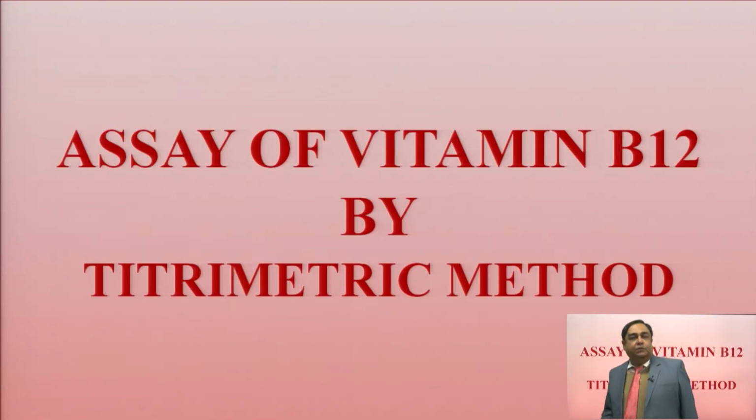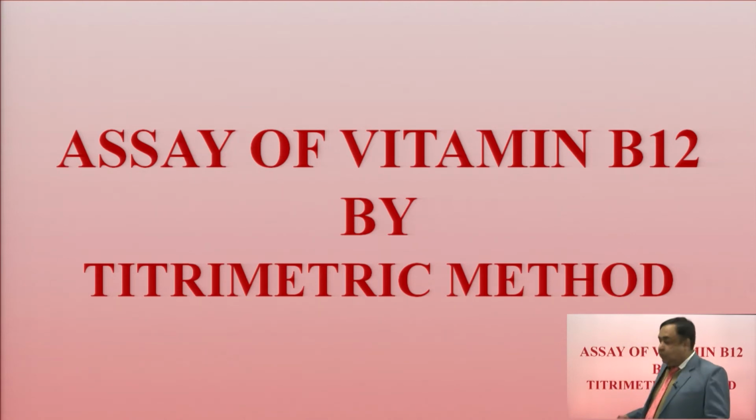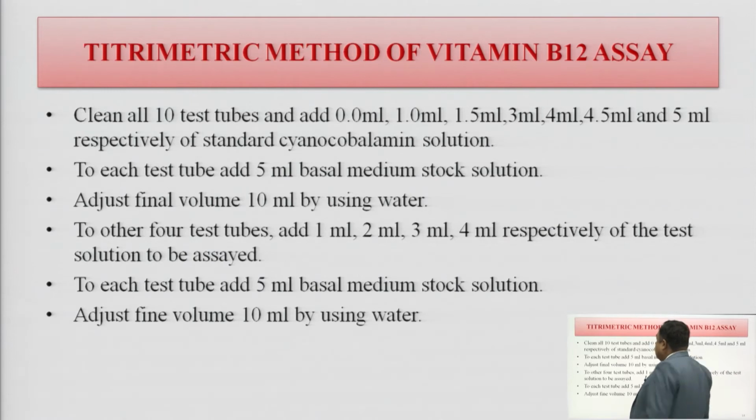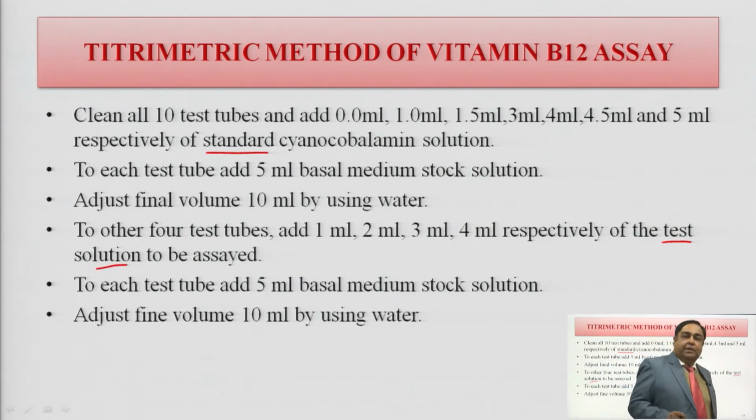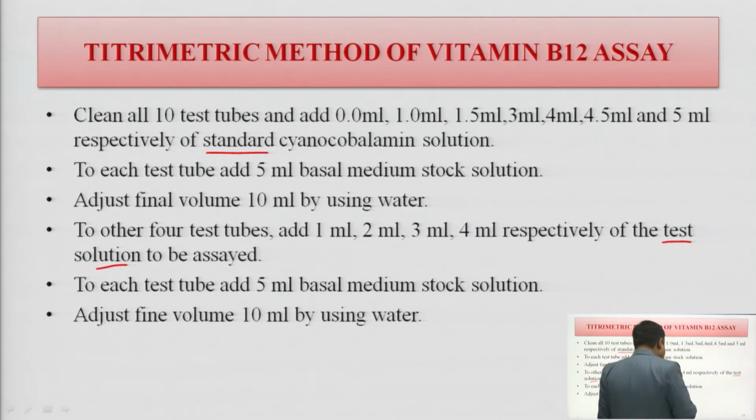Next, we are going to the next method, which we call the titrimetric method, where we are doing a process of titration. Clean all the 10 test tubes and add 1, 1.5, 3, the way we did exactly in the same way. We have to add varying vitamin standard solution. To each, we have to add a fixed quantity, 5 ml, of the basal media, and make up the volume up to 10 ml with sterile water. Similarly, take additional 4 test tubes where we add the test solution. Add 5 ml of basal media, again make up the volume to 10 ml as told earlier.